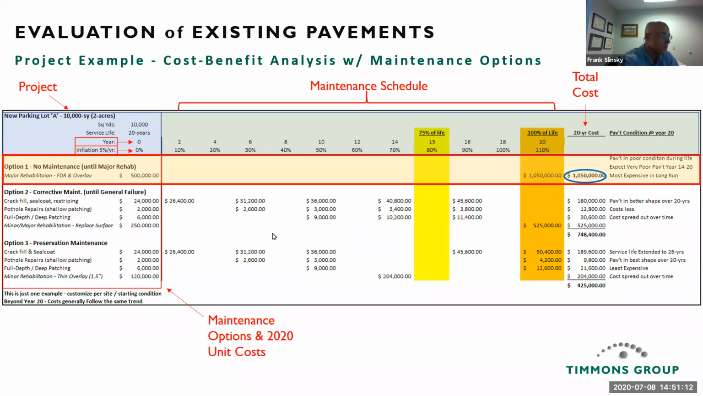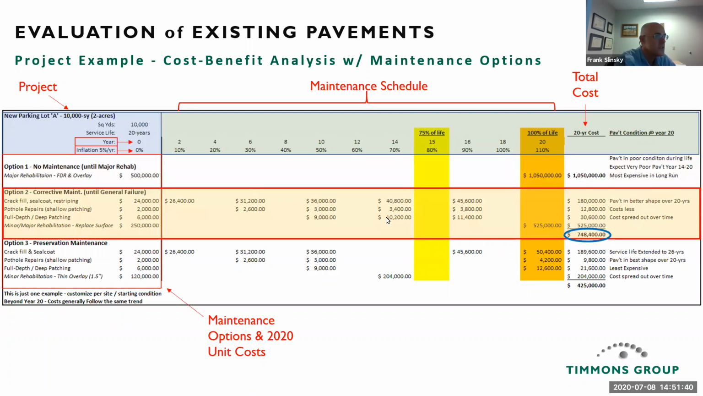So let's look at the first one. Option 1 is your no maintenance until minor rehab option. In this case, absolutely nothing is done to the pavement until we have to replace it. So today that would cost $500,000. But at year 20, you're looking at $1 million.